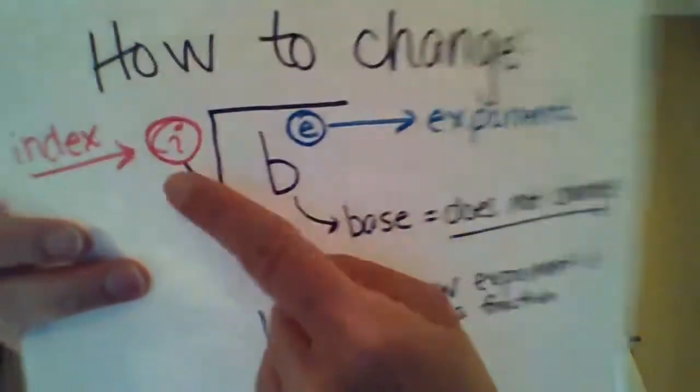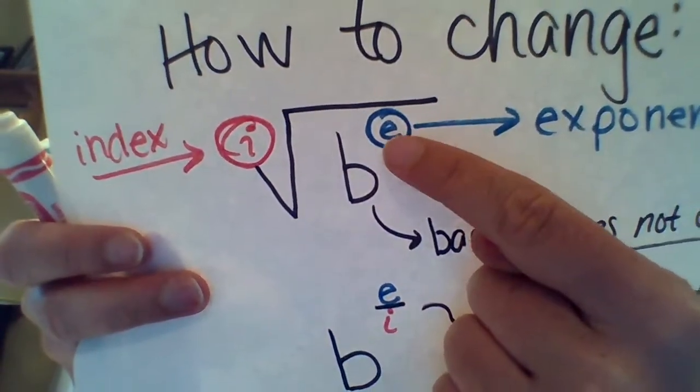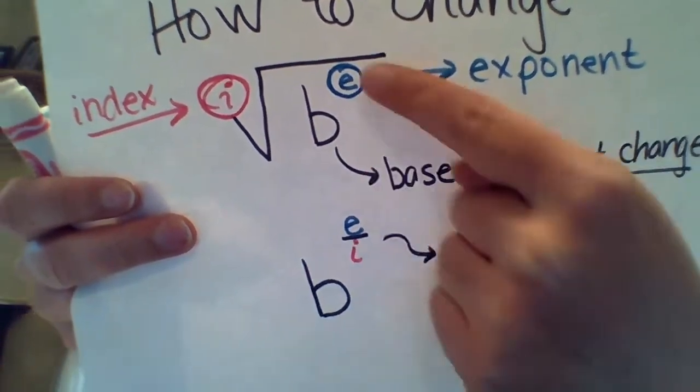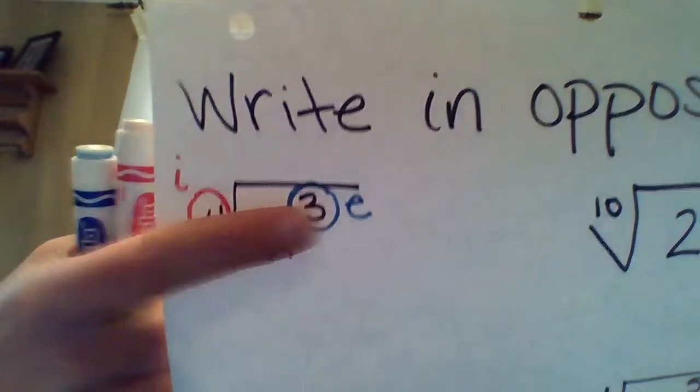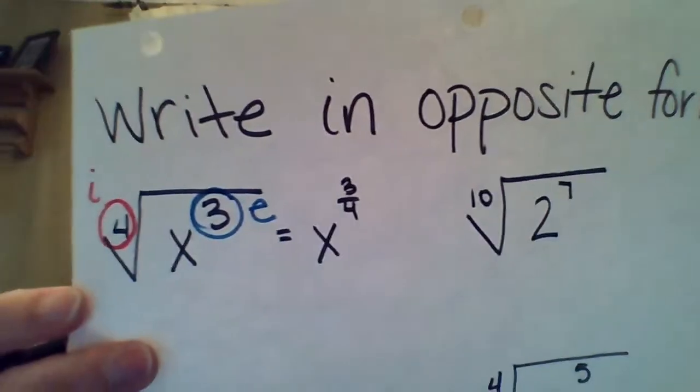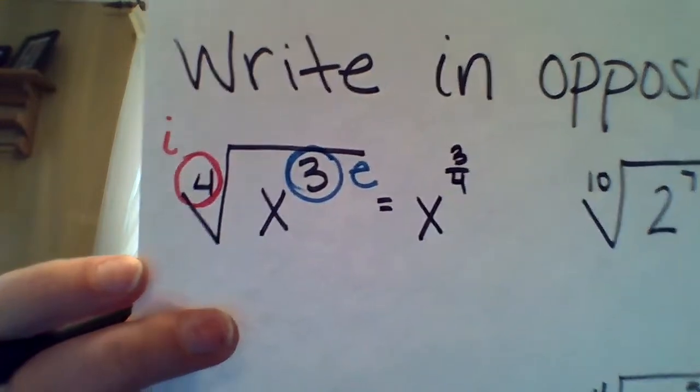So if you guys give me a second, remember my index was pink, my exponent was blue. I kept the same base, but I made the fraction of exponent divided by index. So since I decided my exponent was 3 and my index was 4, the answer for this first example problem would be x stays the same. The exponent is going to be 3/4.